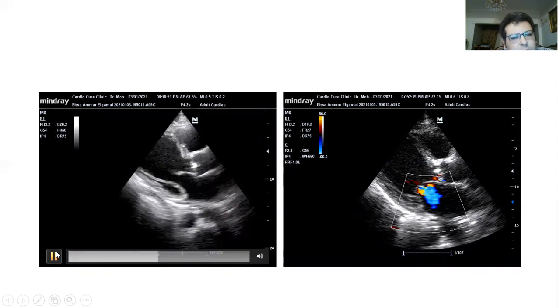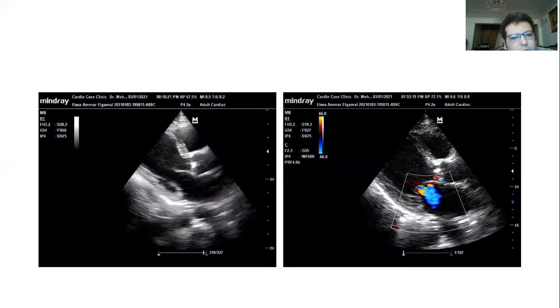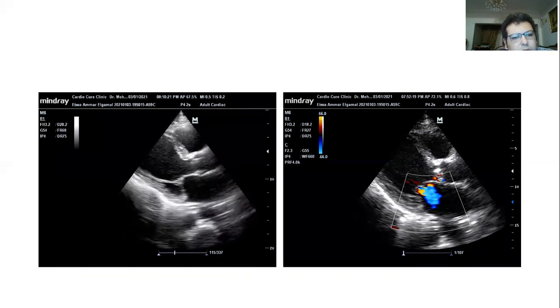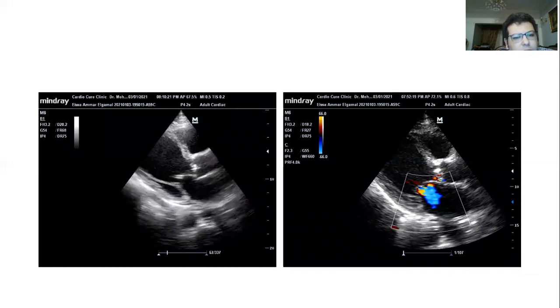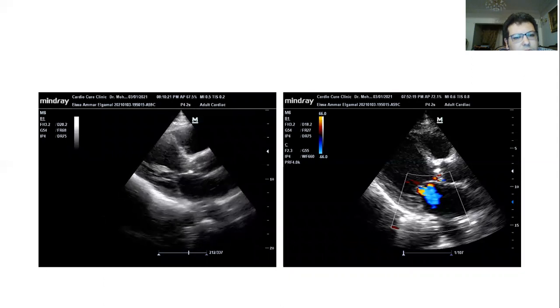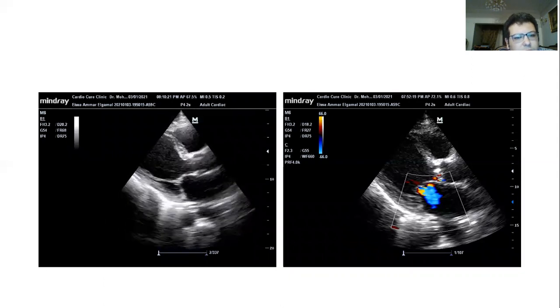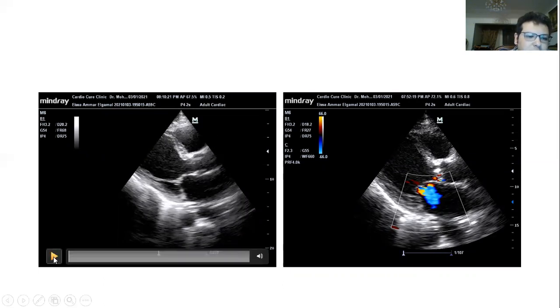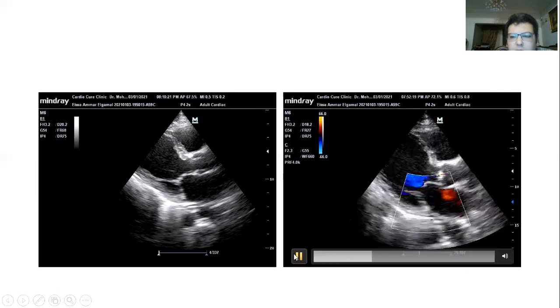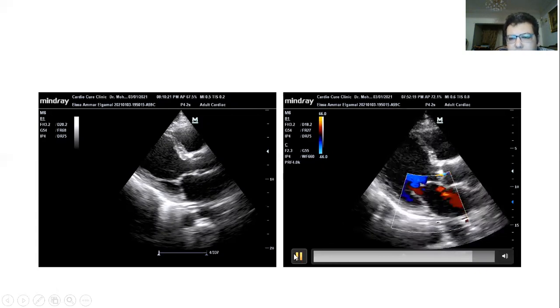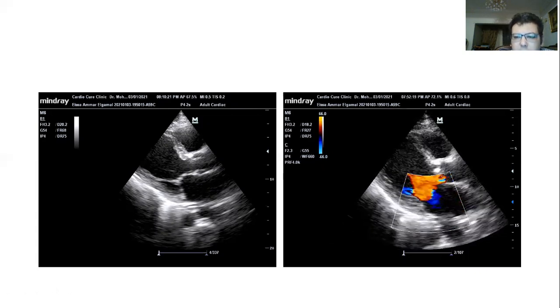Here is the parasternal long axis. We can appreciate here that the ventricle is dilated, and the septum is preserved in thickness. However, it seems it's not thickening well. It is moving rather than contracting. With mitral incompetence, the jet is central.